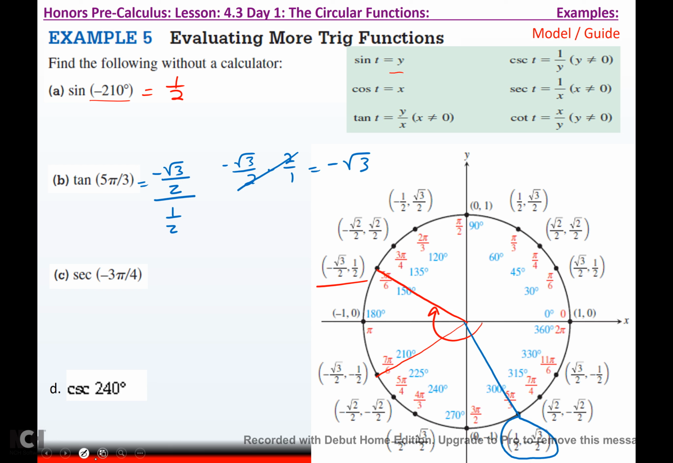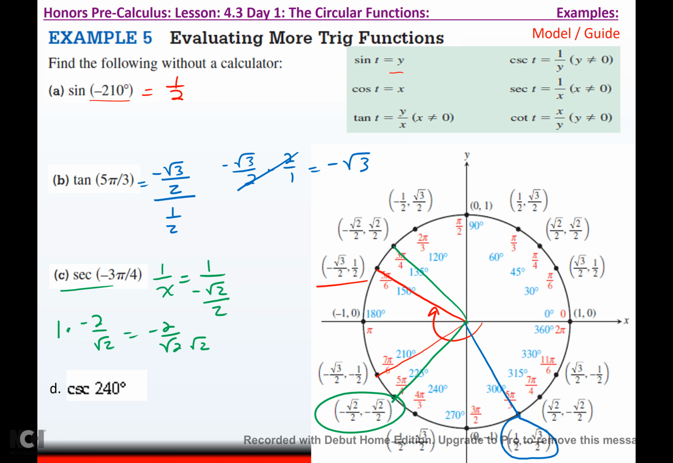Secant of negative 3 pi over 4. To get to negative 3 pi over 4, I'm going to go to positive 3 pi over 4 and reflect down. And that puts me right here at 225, or 5 pi over 4. They want secant, which is 1 over x, which is 1 over, the x-coordinate is a negative square root of 2 over 2. Keep, change, flip, and I get negative 2 over the square root of 2, but I have to rationalize, which gives me negative 2 square roots of 2 over 2, which gives me a negative square root of 2.